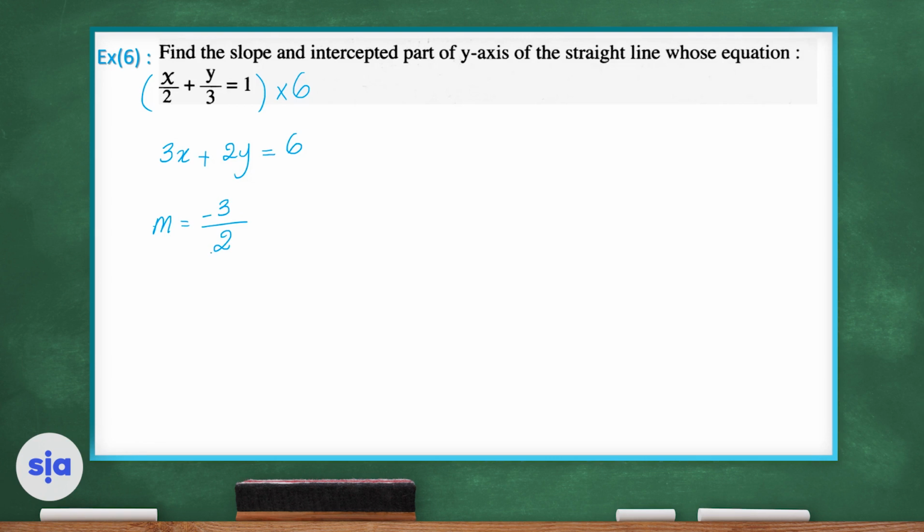How to find the y-intercept? We replace x by 0 and we find the value of y. So to find the y-intercept, 3 times 0 plus 2y equals 6. Then 2y is 6, so y equals 3. So the y-intercept is 3.